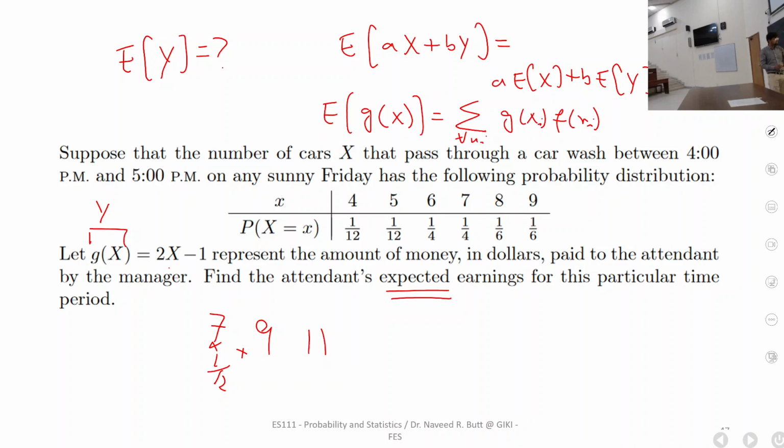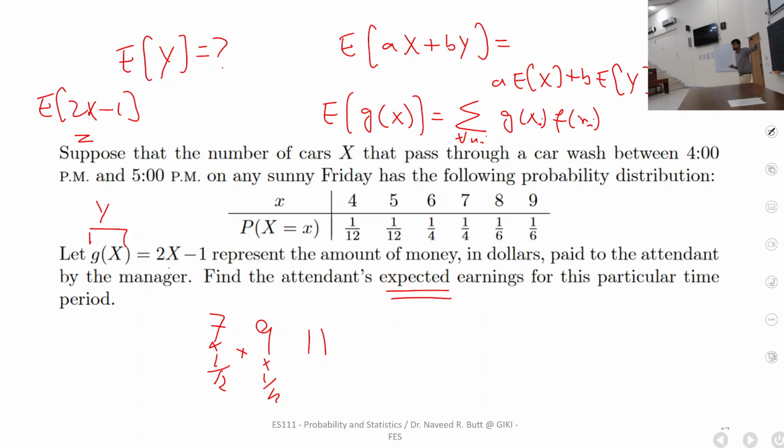G of 5 is 9, multiplied by the probability of 5, which was again 1 over 12. So essentially, yes. Now either you do it directly, intuitively, or you use this thing, but there is another, faster way. If you have collected all the information correctly, you will realize that expectation is a linear operator, yes? So the expected value of 2x minus 1 should be what, based on the upper form?